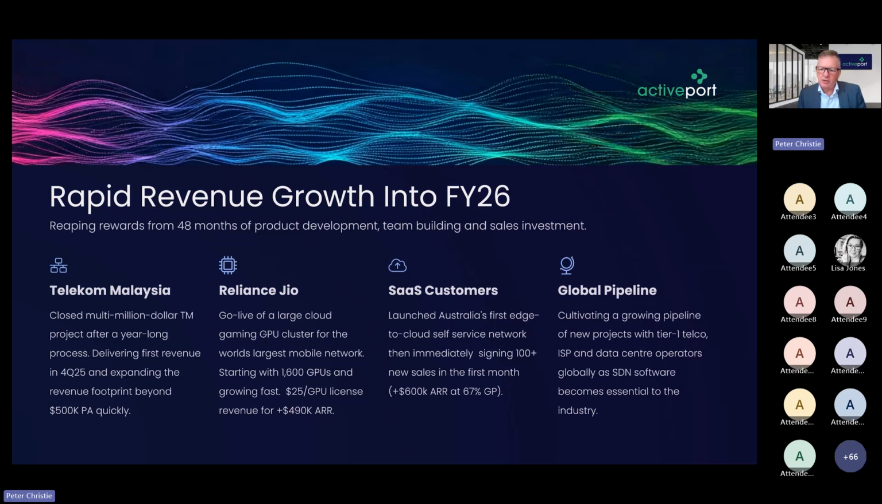And then if I think about our global pipeline, we have some new salespeople on board. Our sales pipeline is growing very, very quickly. We have a range of new tier 1 telcos and data center operators coming on board in the first half, and they span the globe: Middle East, Europe, London, India, and Southeast Asia. And so our revenue growth heading into FY26 has been quite strong. The contract value of the revenue that we booked just in June alone was in excess of $2 million.